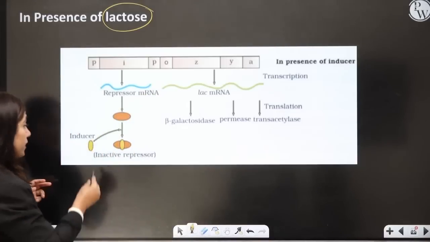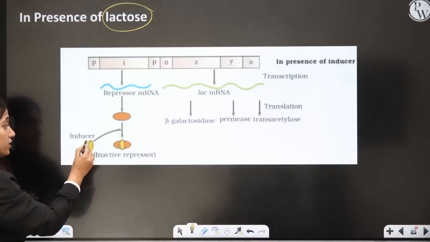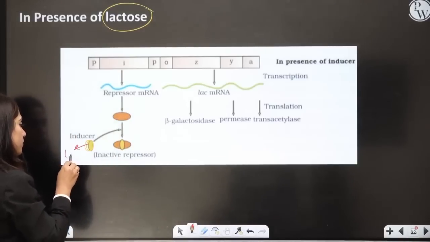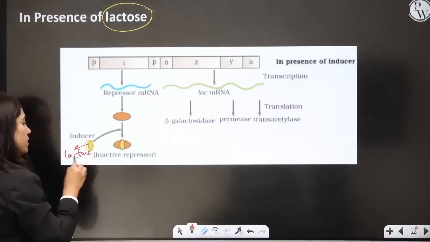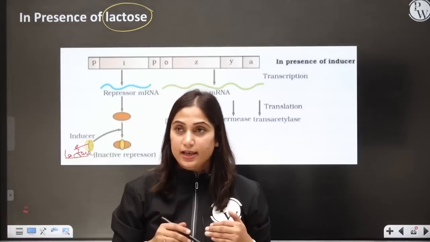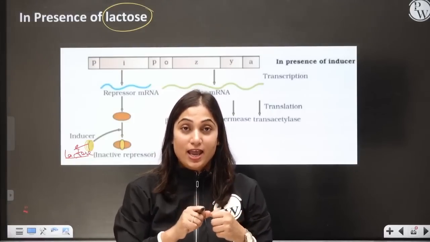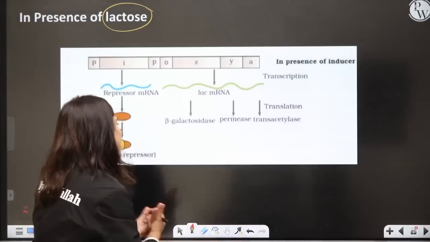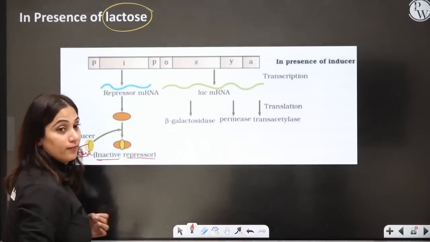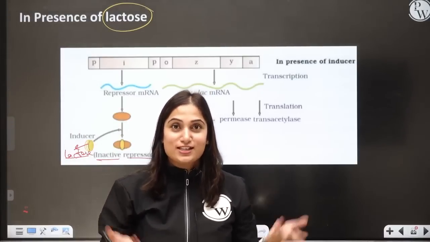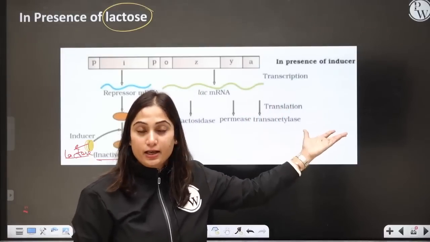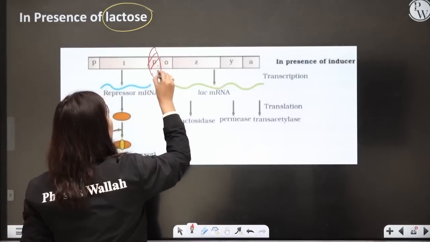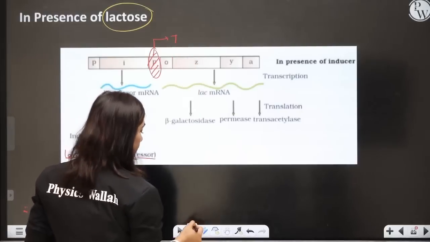That means when the lactose is present in the medium, this is the lactose molecule, some of the lactose goes into the E. coli cell and binds with this repressor protein. As soon as this lactose binds with the repressor protein, it makes the repressor protein inactive. And this inactive repressor protein is unable to go and bind to the operator site. And when it does not bind to the operator site, that means there is tight binding of RNA polymerase.